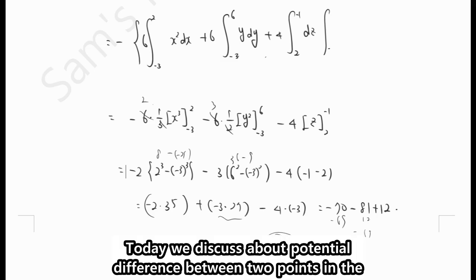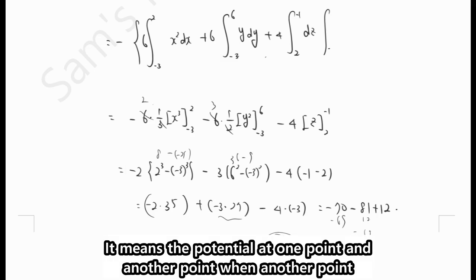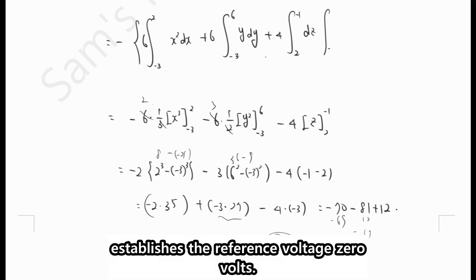Today we discussed the potential difference between 2 points in the presence of an electric field, and absolute potential. It means the potential at one point when another point is established as the reference voltage of 0 volts.